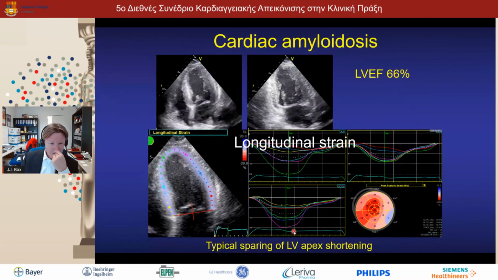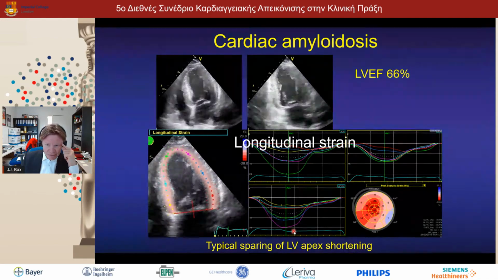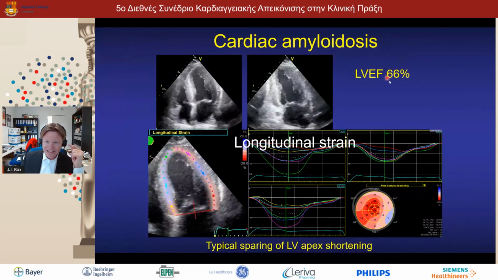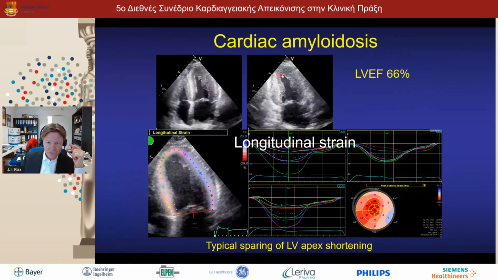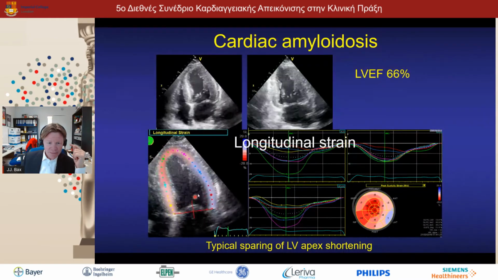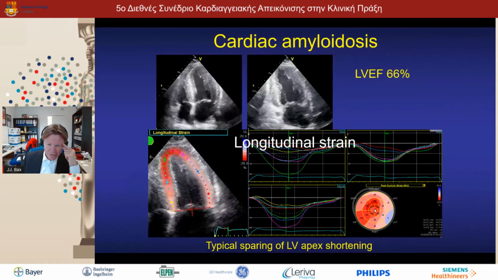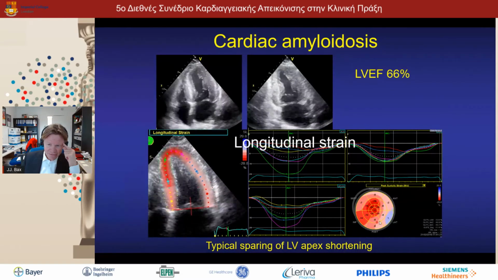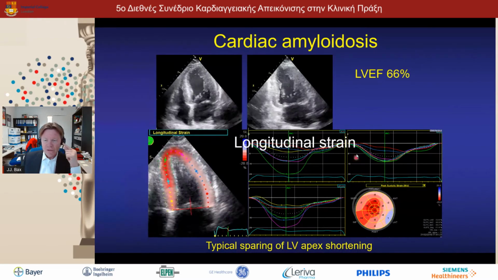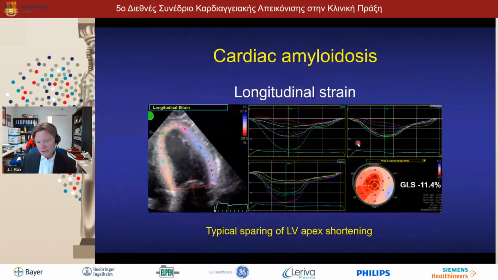Here's another one. I'm going to just give you examples that everyone recognizes. Ejection fraction 66%. Very thick muscle. 2-chamber, extremely thick muscle. This is the strain map. These are the global longitudinal strains. And you see here 2 things. One is that sparing of the apex that everybody talks about. And all the rest basically is significantly reduced. So this global strain of this individual is 11%.